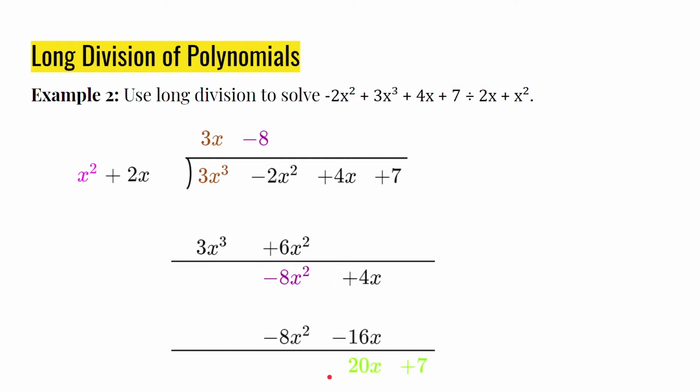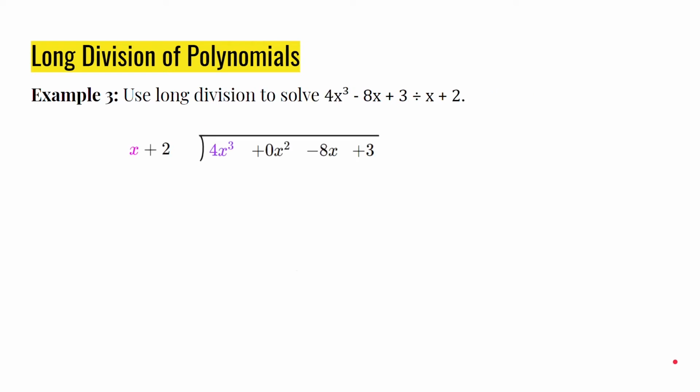So as we can see, 20x plus 7 has a degree of 1, which is lesser than the divisor, which has a degree of 2. So we can be sure that this is the remainder and it cannot be divided anymore. So again, we can write the statement as 3x cubed minus 2x squared plus 4x plus 7 equals x squared plus 2x multiplied by 3x minus 8 plus 20x plus 7.